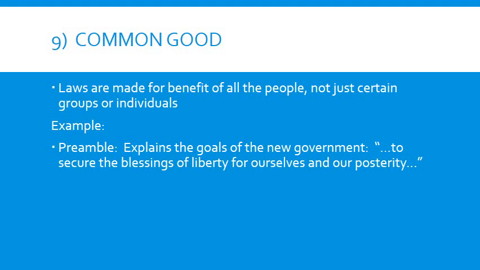Number 9, the common good. This is the idea that laws are made for the benefit of all the people, not just certain groups or individuals. This idea really is explained in the preamble to the Constitution when they're talking about the goals for the new government. And they wrap up the preamble by saying that all these powers that will be granted to the government through the Constitution are for the purpose of securing the blessings of liberty, not just for the people who are writing the Constitution, but for our posterity, for all the people who come after those people.